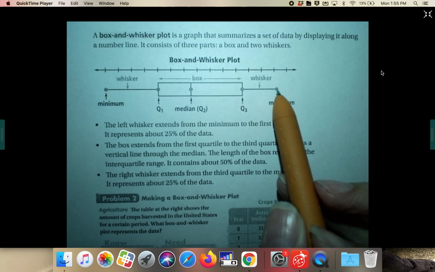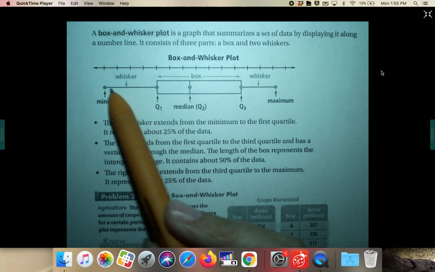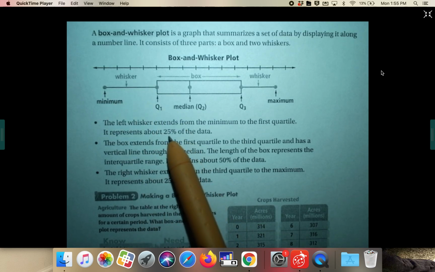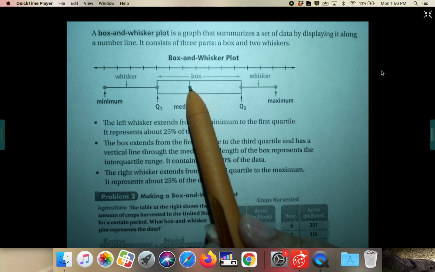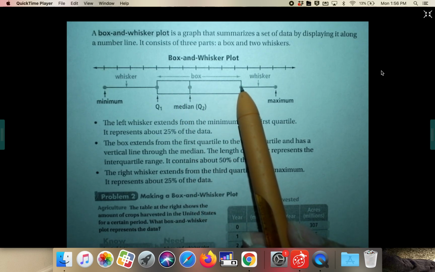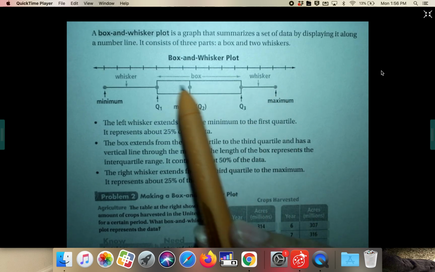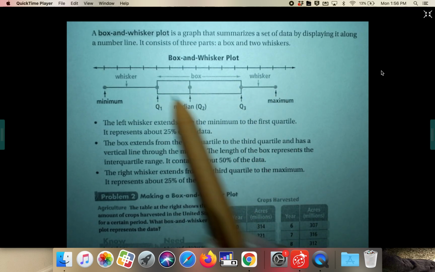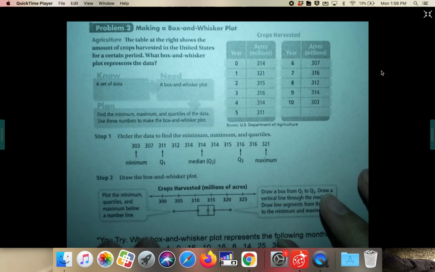So if you evenly distribute them, 25% of the data should be in the whisker, 25% of the data should be from the whisker to the median, 25% should be from the median to the third quartile, and 25% should be on the other whisker as well. So this interquartile range should only represent 50% of the data. All right, let's see how we make one.